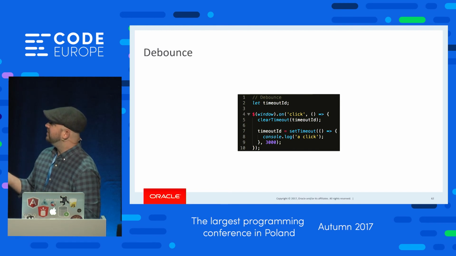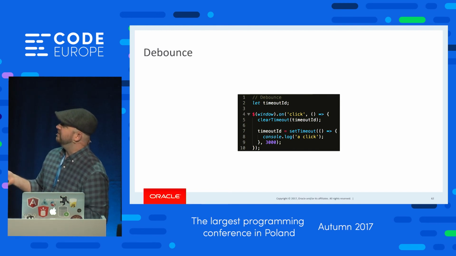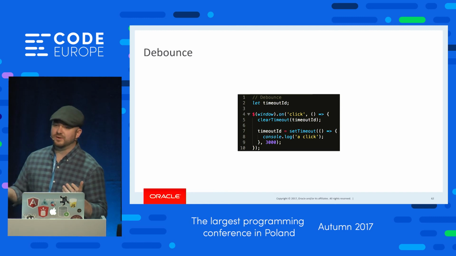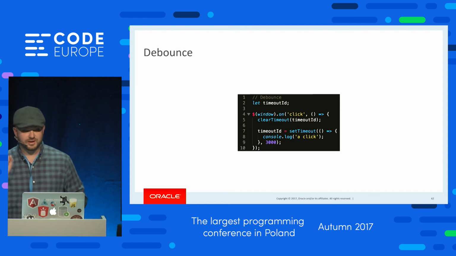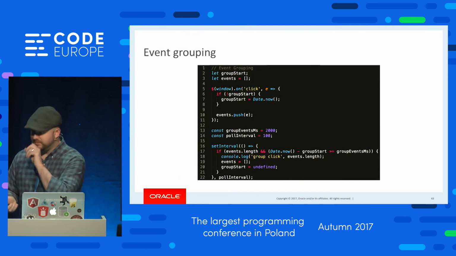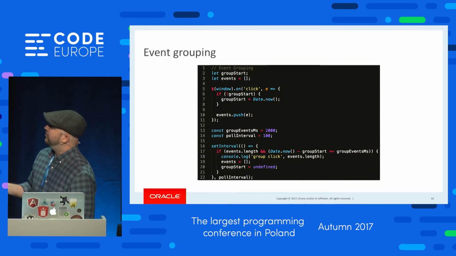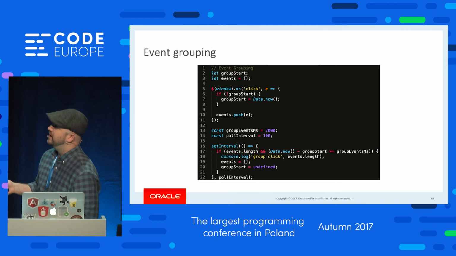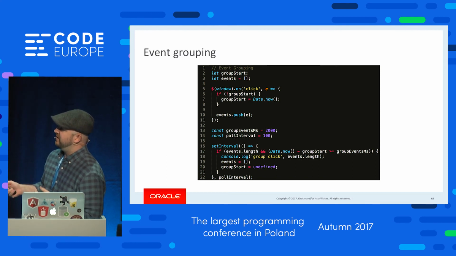So in this case, I'm listening for click events on the window, and all we need to do is clear a timeout and then set a new one for like 3 seconds or whatever you want, and then after that number of seconds, you'll get one event that goes through. What we're doing with grouping is a bit more complex. In the beginning, it looks similar. We're just adding a handler on the event, and then we record a group start, just Date.now on the very first one, and we can start recording the events.